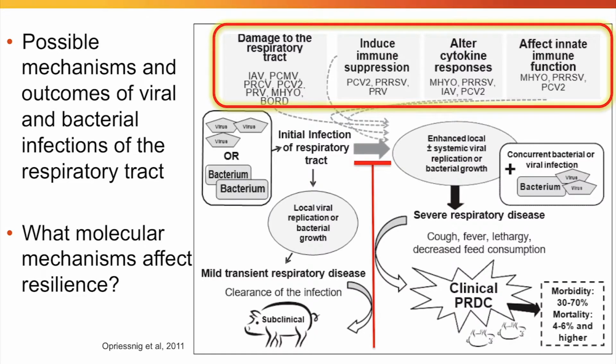However, on the right side, when we look at cofactors involved, such as other pathogens that can be involved in the infectious process, as well as other factors that are incorporated due to the nature of the pathogen, we can end up with more severe clinical respiratory disease. Some of those other factors, when we're combining bacteria and viruses with a primary pathogen, would be damage to the respiratory tract, immune suppression, cytokine responses that are altered, and effect on our immune function.